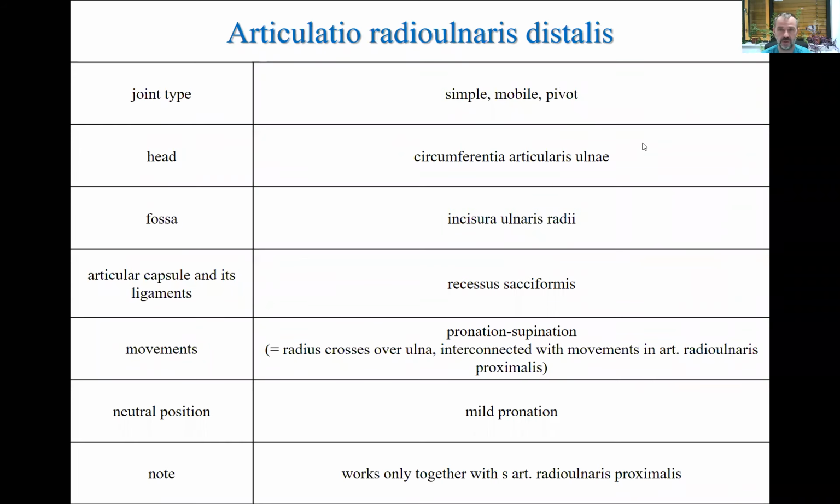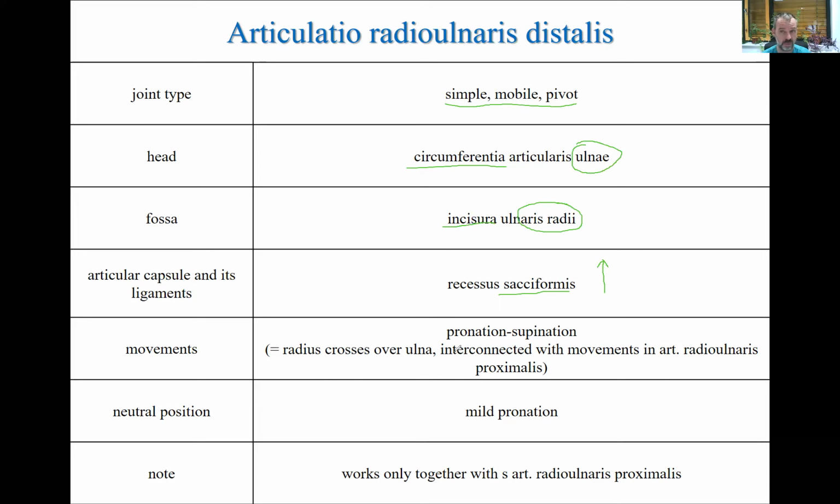And as for the distal joint, it's very easy. It's a simple mobile pivot joint, the same as the proximal one. The head is again a circumference, but this time the circumference of the ulna. The fossa is, as for the proximal, a notch, but this time the ulnar notch of the radius. We have a sacciform recess, as in the proximal joint. This time the sacciform recess directs proximally, not distally, but proximally.